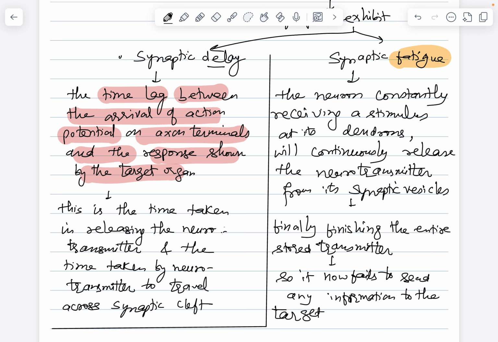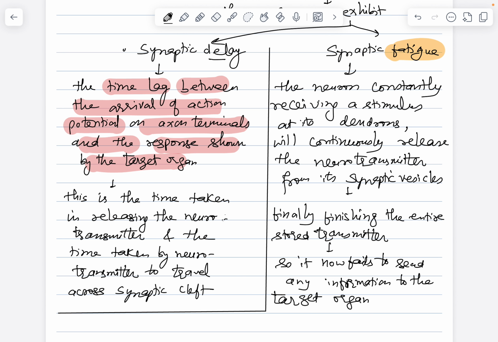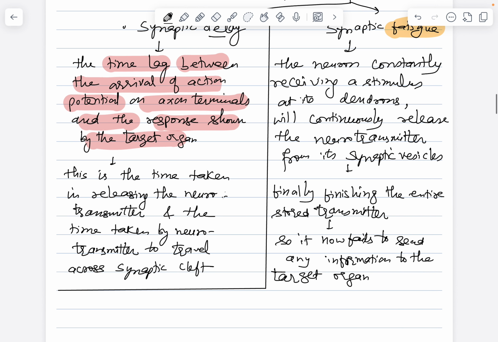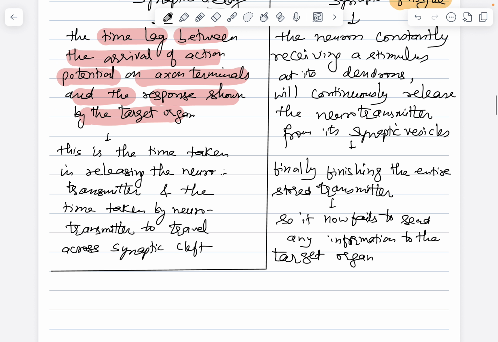Is it the same like muscle fatigue that you have studied in locomotion and movement? Yes. In muscle fatigue, the muscle proteins get denatured because of lactic acid accumulation. But in synaptic fatigue, the neurons stop acting because they are finished with the neurotransmitter. Now it fails to give any information to the target organ. That's the stage which is called synaptic fatigue.